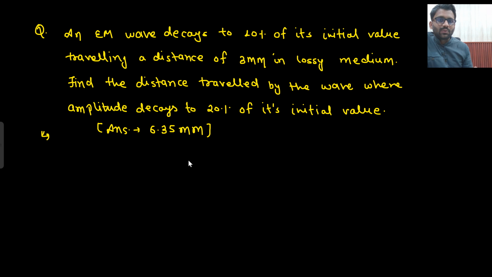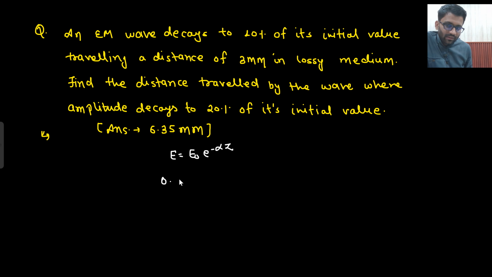An EM wave decays to 10% of its initial value, traveling a distance of 3 mm in a lossy medium. Find the distance traveled by the wave where amplitude decays to 20% of its initial value. Very easy problem. It decays to 10% of its initial value. So how will it decay? E is equal to E naught e to the power minus alpha z.